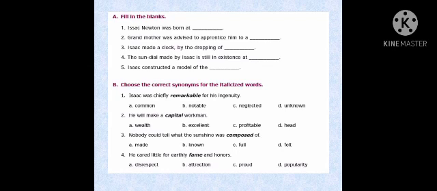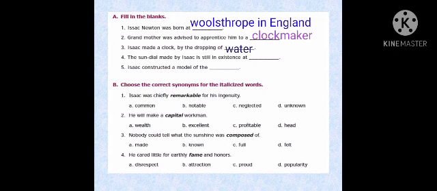Now, let's see the section 1 exercises: filling the blanks and choosing the correct synonyms. A. Filling the blanks. One, Isaac Newton was born at Woolsthorpe in England. Two, grandmother was advised to apprentice him to a clockmaker. Three, Isaac made a clock by the dropping of water. Four, the sundial made by Isaac is still in existence at Woolsthorpe at the corner of his house. Five, Isaac constructed a model of the windmill.